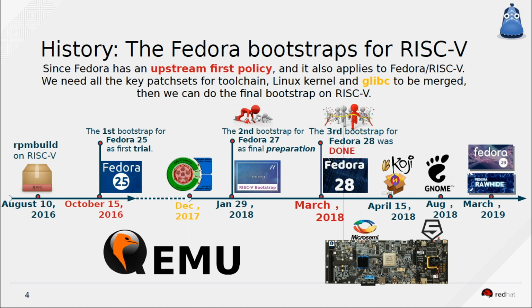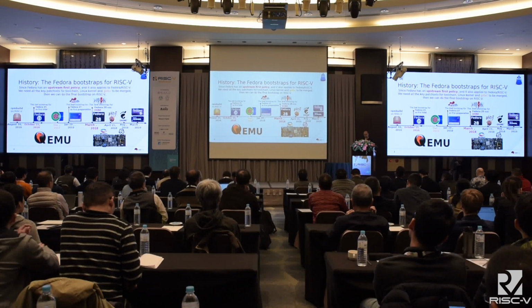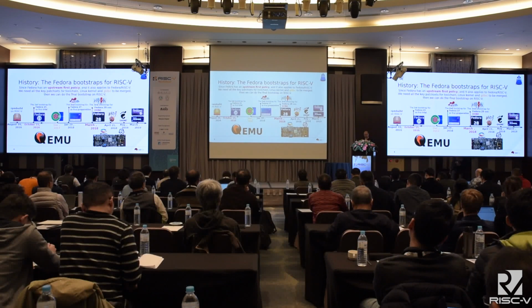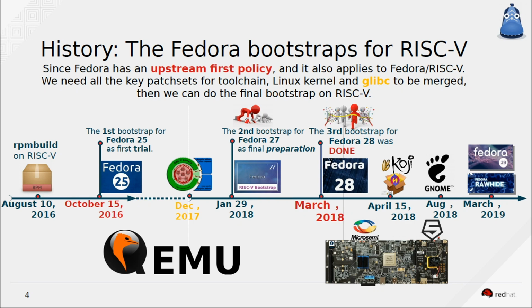But in this period, they didn't really just wait. They ran the second bootstrap for Fedora 27 as a preparation. So once they got the information that the final piece had been merged, they immediately started a third bootstrap for Fedora on RISC-V. In March 2018, they finally finished it. They considered it the final bootstrap. And then they kept working on it.